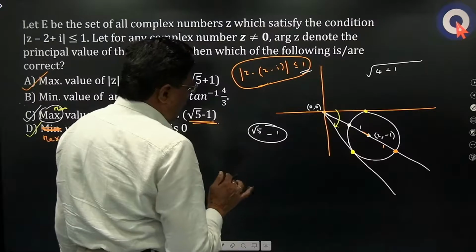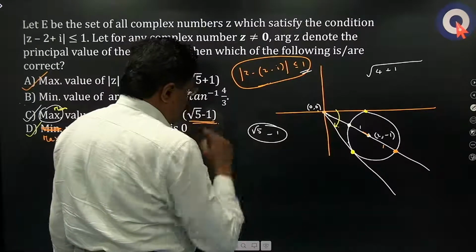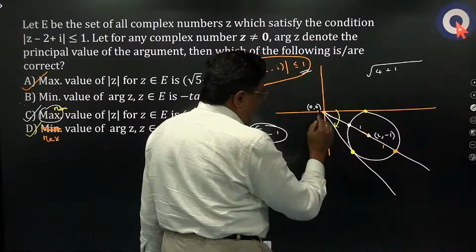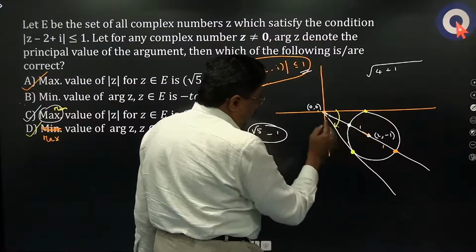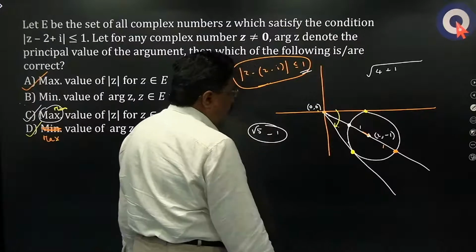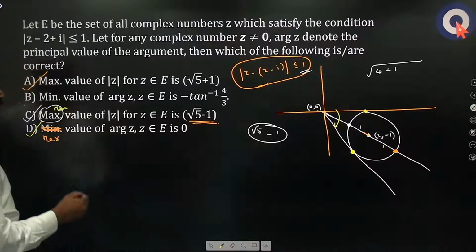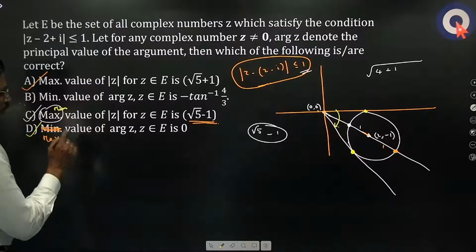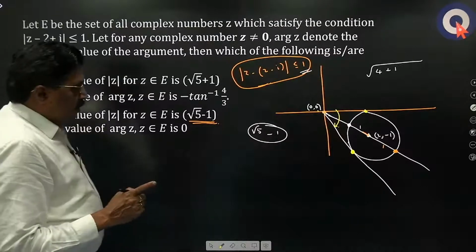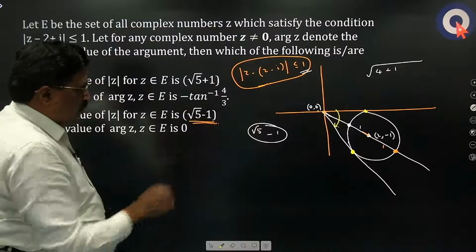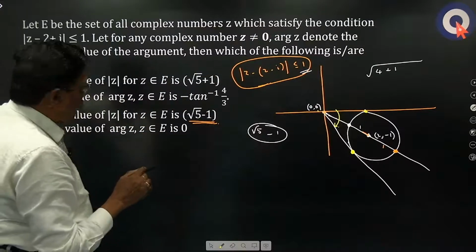So what shall we do? We shall find the combined equation of tangents. After all, the x-axis is one tangent and this line is also one tangent. So the combined equation of tangents drawn from the point 0, 0 to the given circle. For that, let us write the equation of the circle first.